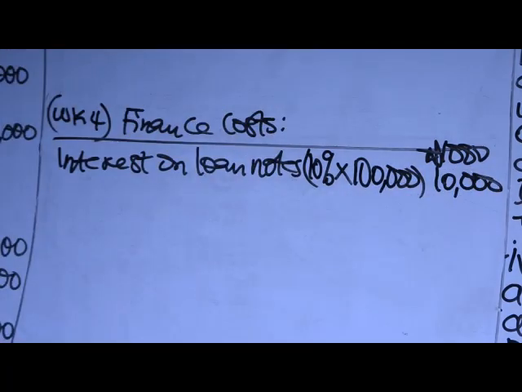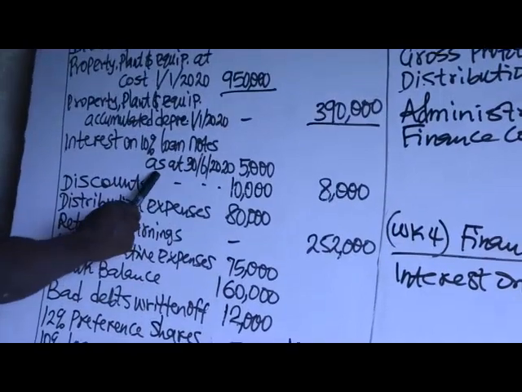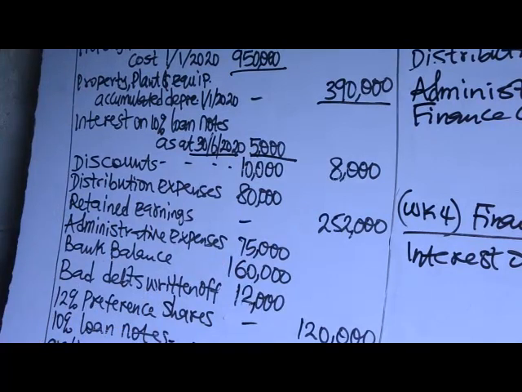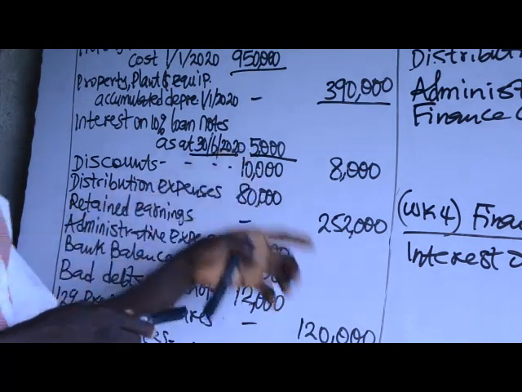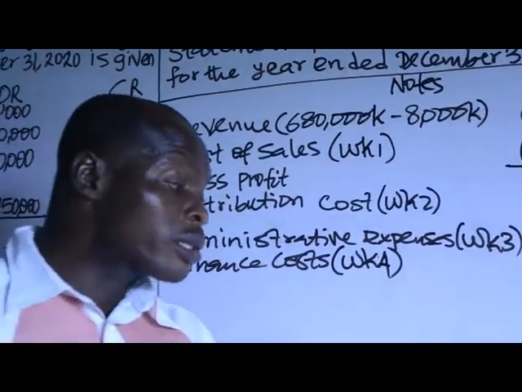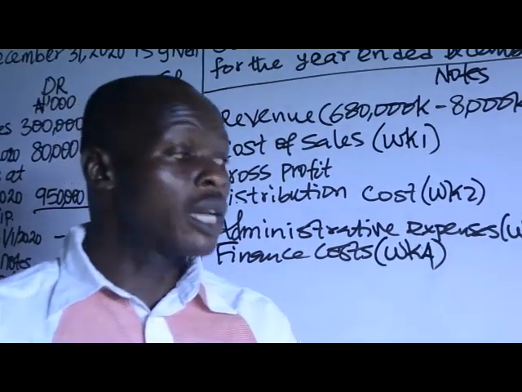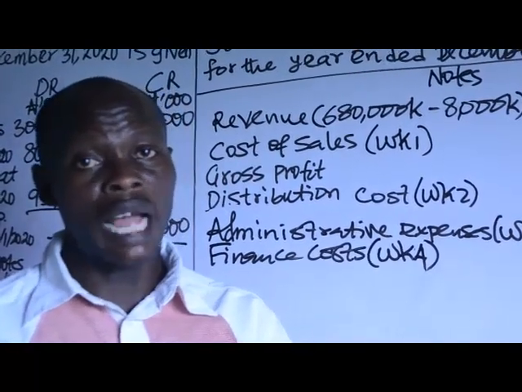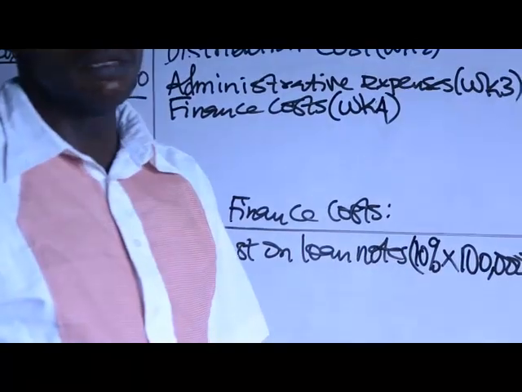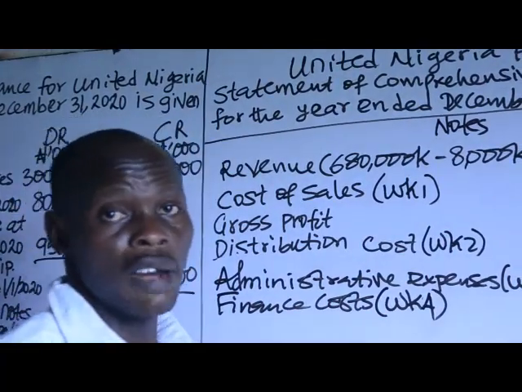But if you go to the trial balance, you were given the interest on loan notes as at 30th of June 2020 to be 5,000. Remember, the total interest due on loan notes to date is 10,000. Out of this 10,000, 5,000 has been paid up to June. If 5,000 has been paid, then the remaining 5,000 remain unpaid. The one that remains unpaid, which is 5,000, will be recognized as a current liability in the statement of financial position.